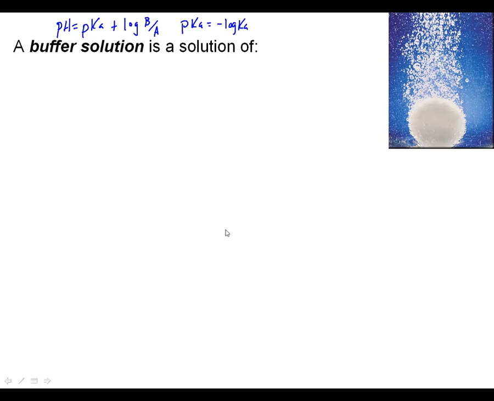Now, that equation that we see up there is the one that most people will use for the Henderson-Hasselbalch equation. And you can use this equation for both acidic or basic conditions. And you'll get the right answer as long as you take the base on top divided by the acid and you use the pKa value.